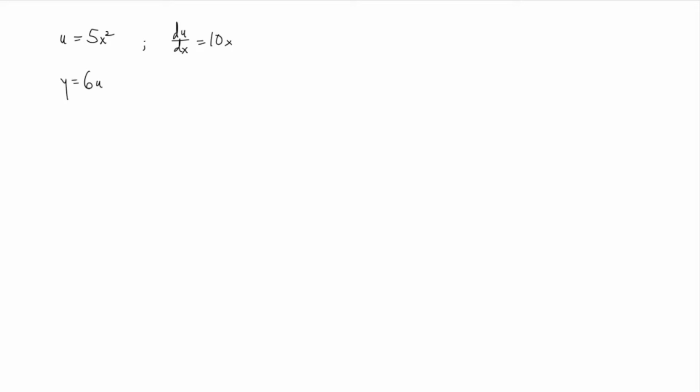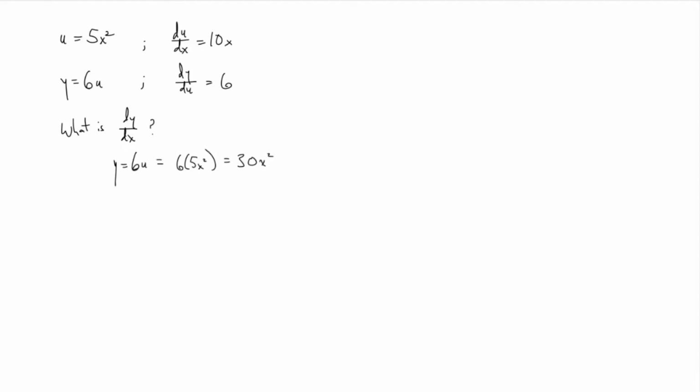And suppose in addition that we have a variable y that's equal to 6 times u, then you could certainly find that the derivative dy du is equal to 6. Where it gets interesting is when we ask ourselves the question, what is dy dx, the derivative of y with respect to the variable x?